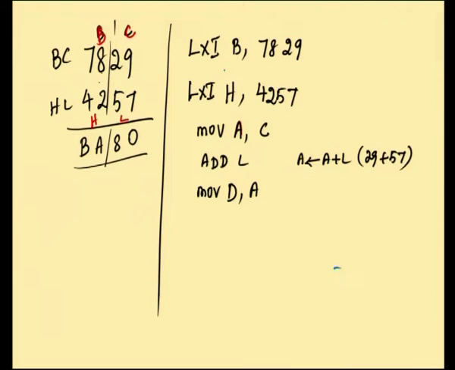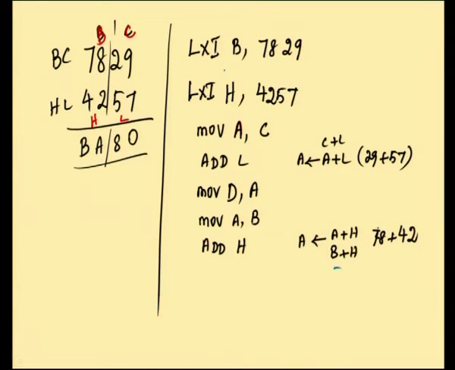Now, I have to add the 78 with 42, the 78 which is in B register, 42 in the H register. So, I will move accumulator comma B register, then add H. So, now the accumulator has accumulator plus H value, or it is nothing but B plus H, right. Here C plus L. So, the value was 78 plus 42. So, the resultant is stored in the accumulator, right. So, the addition is over.